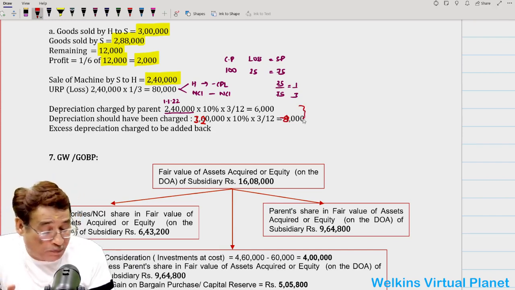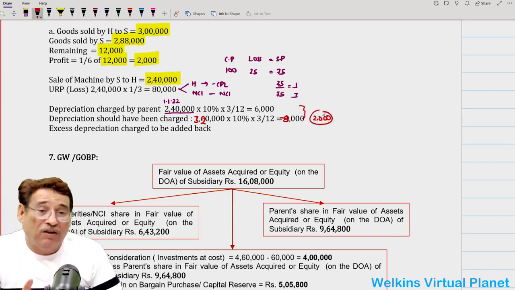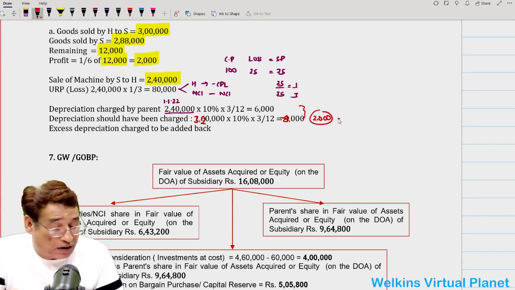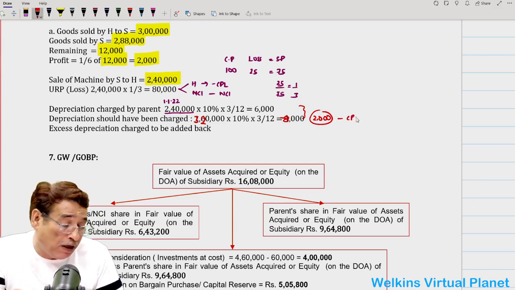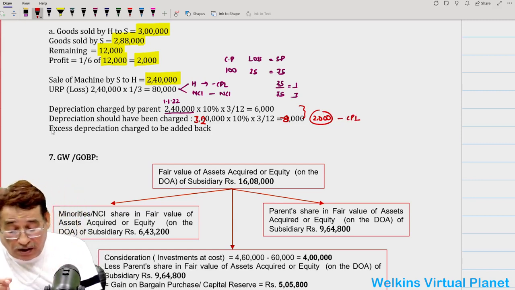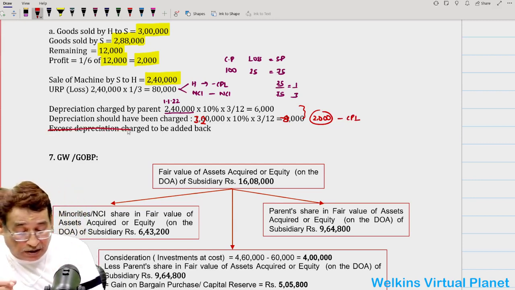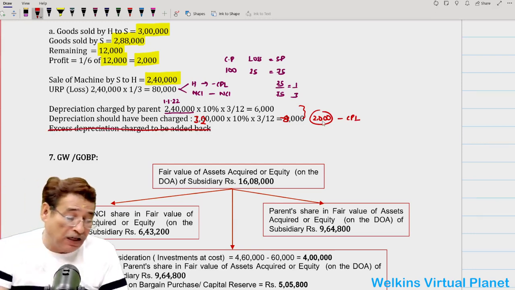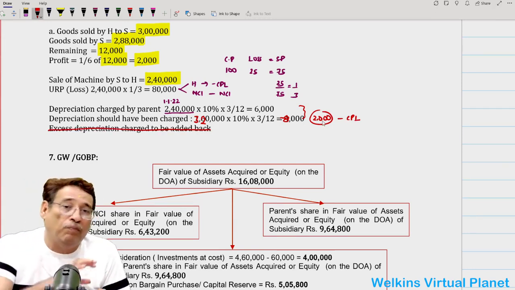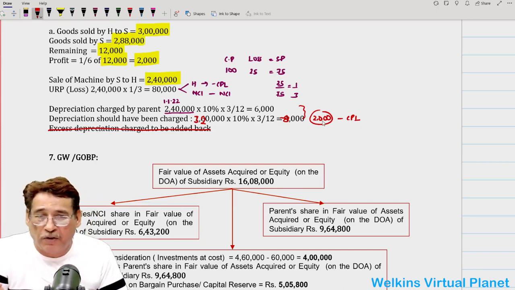That means holding company will have to give now 2,000 extra depreciation. This extra depreciation which holding company will provide will be subtracted from consolidated P&L of holding company. Extra depreciation, you cut this line. Correct, this is extra depreciation 2,000, so holding company will have to charge 2,000 extra depreciation, correct?